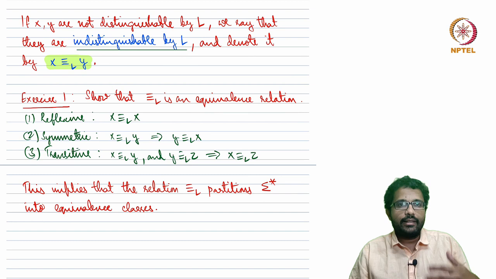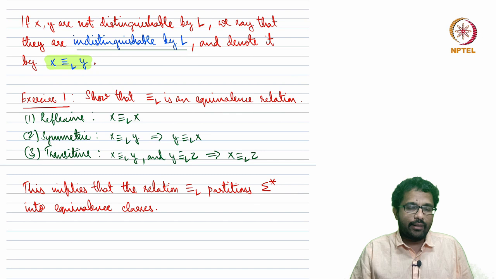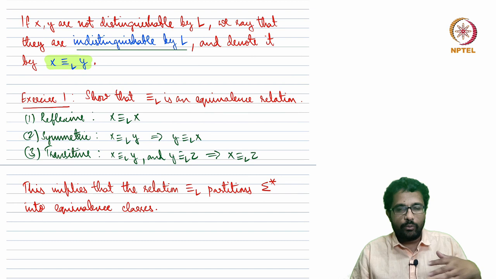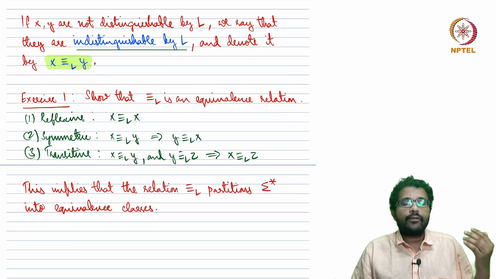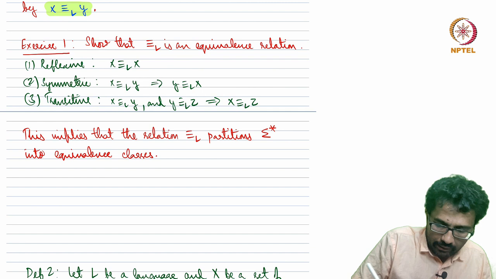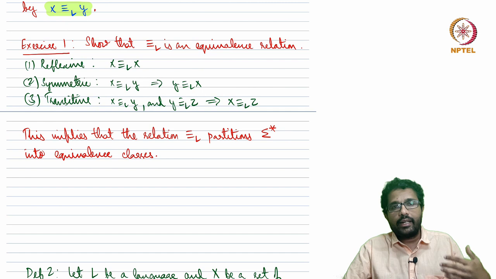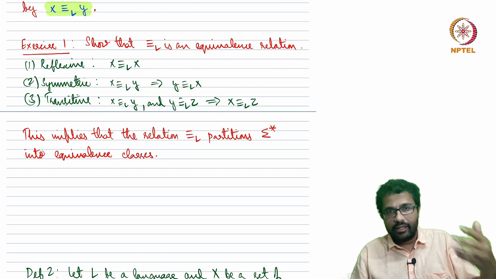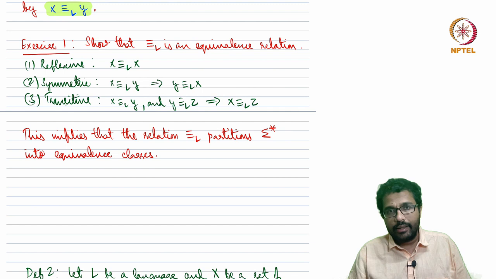Another example of an equivalence relation is, let's say, over the set of all natural numbers: 0, 1, 2, 3 up to infinity. We say that two numbers are equivalent if they share the same remainder when divided by 5. In that sense, 1 and 6 are equivalent because when divided by 5, they leave the same remainder. 6 and 11 are equivalent. 7 and 12 are equivalent. 7 and 22 are equivalent.